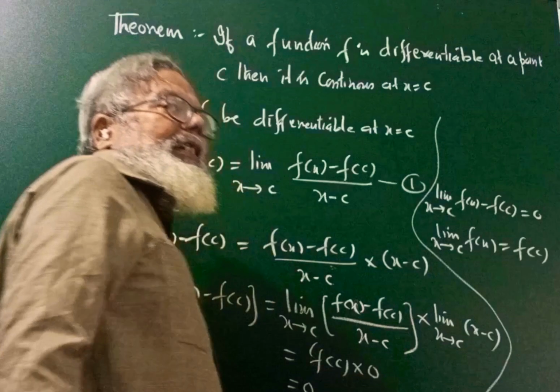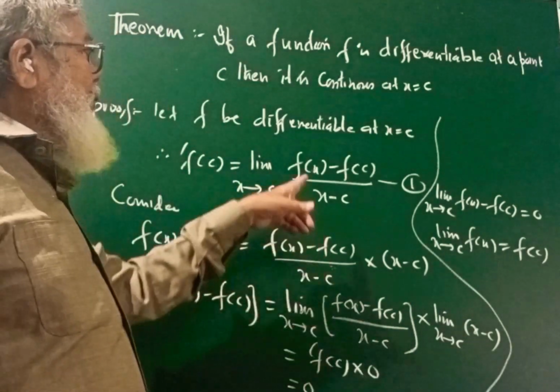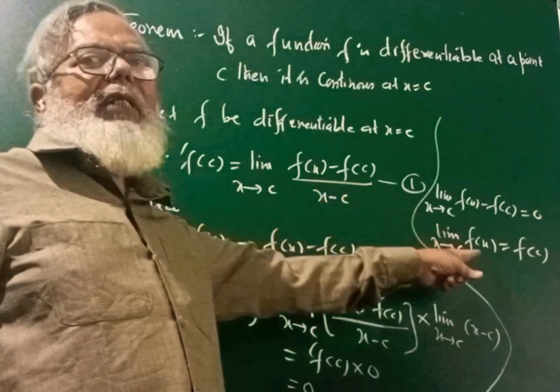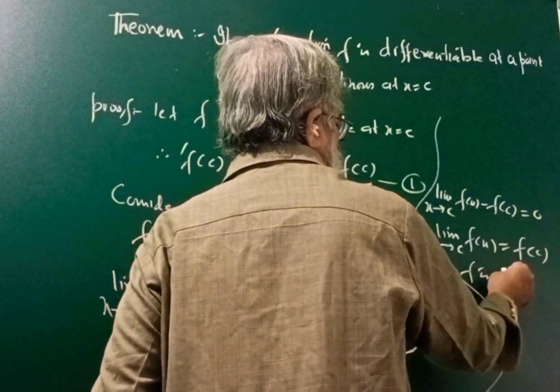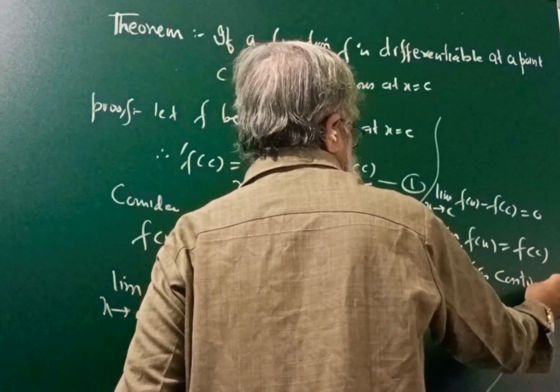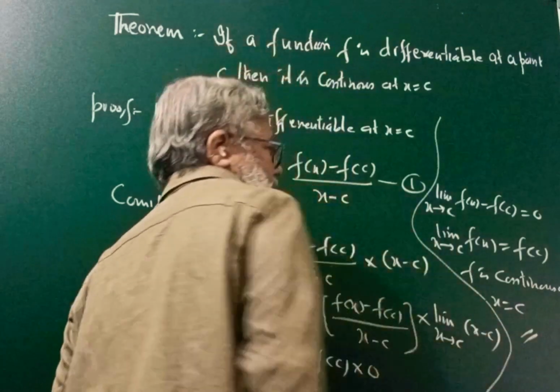This is nothing but the definition of continuity of the function. Therefore, if a function is differentiable, it is continuous. Therefore, f is continuous at x is equal to 2.